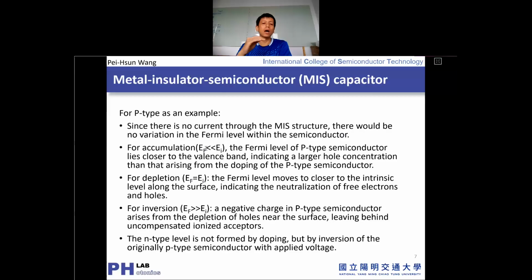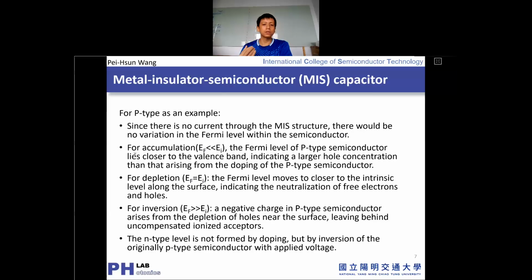And how about in depletion type? If you are working with depletion, the Fermi level will be the same as the intrinsic level. So the Fermi level will move closer to the intrinsic level along the surface, indicating the neutralization of the free electron and hole. So what is the level of the intrinsic level? Typically for silicon, it will be 1.4 to 1.5 multiplied with 10 to the 10, and then that will give you the intrinsic free carrier concentration.